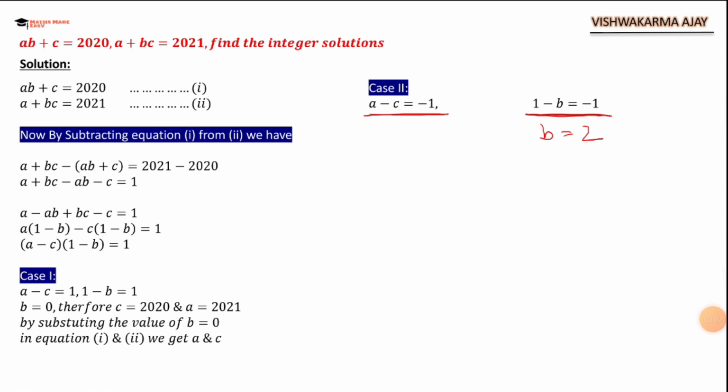Now substituting the value of B in equation number 1 is not going to give me A or C. But what I can do here is find the value of A or C from here. I will be finding C. C is equal to A plus 1. So if I substitute C is equal to A plus 1 and B equal to 2 in equation number 1, I will be able to find the value of A. Let's see how we can do that. I will mark this as equation number 3.